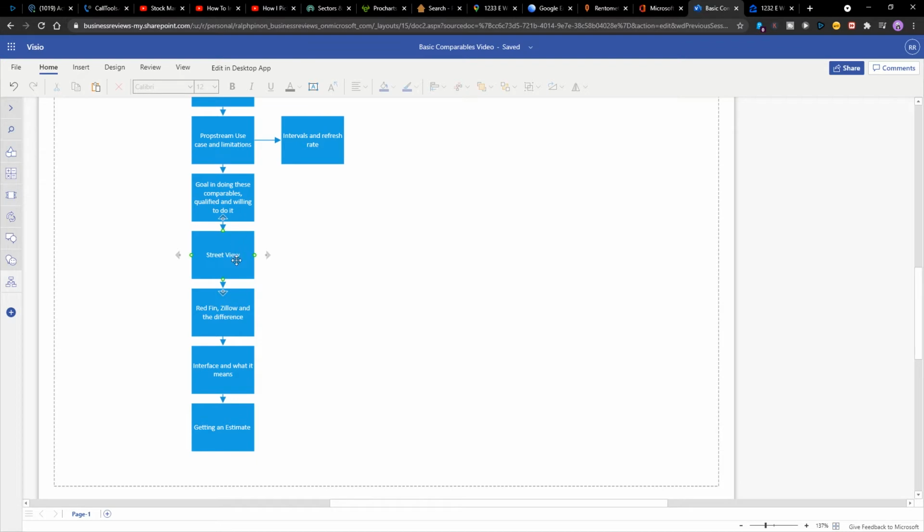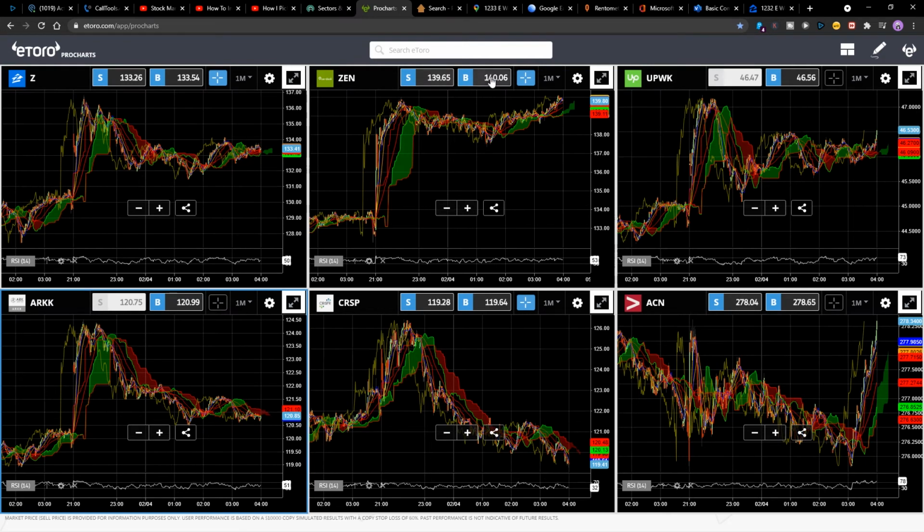That's one of the things that I will look at, and sometimes Zillow. And Zillow is trading right now at 139, 140. Oh, no. Zillow is trading at 133 right now. Where's my Zillow? Okay, Zillow.